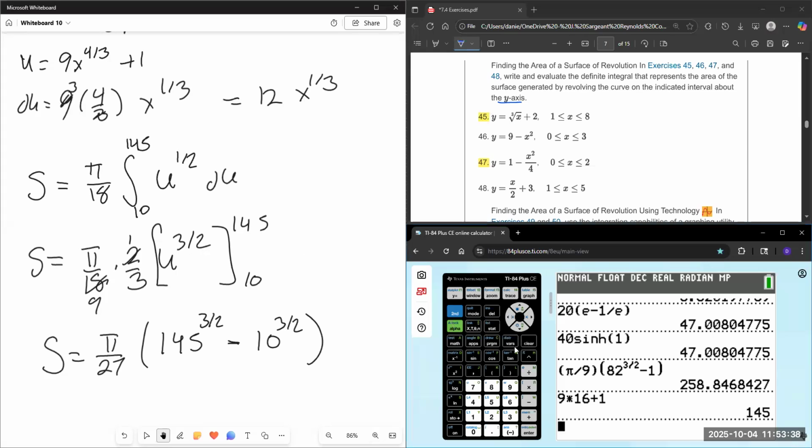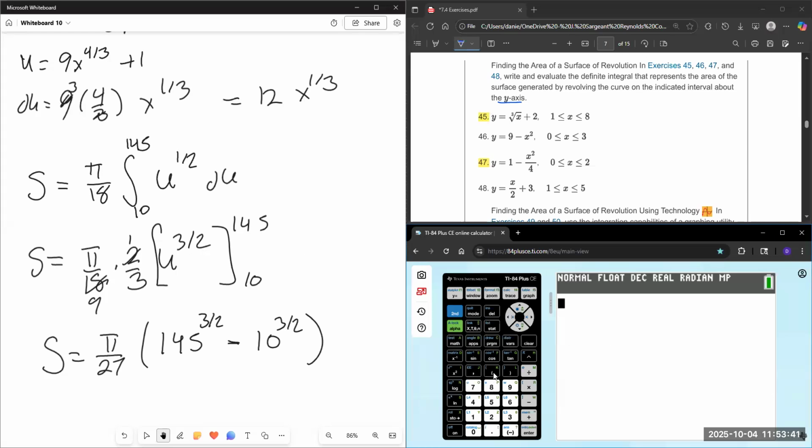So clear. We have pi over 27 times 145 to the 3/2 minus 10 to the 3/2, and I get an approximation of 199.48 for my surface area.